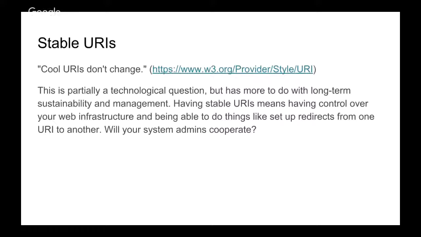So having stable URIs means in order to be able to do this, you have to have control over your web infrastructure. You have to be able to do things like set up redirects from one URI to another. So will your infrastructure permit this? Will your system administrators allow you to do this, or do this for you if you ask them? So this has implications for the management of your technological infrastructure over time.